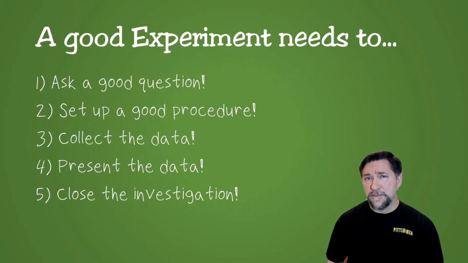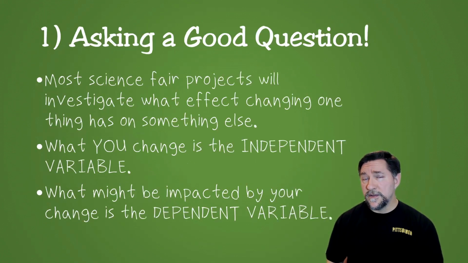Now, a good experiment can look a lot of different ways. At your level, starting off in a science fair, it's probably going to contain these 5 elements if you want to make sure you're doing everything you should be. Number 1, you want to make sure that you ask a good question. Number 2, you want to set up a good procedure. Number 3, you're going to collect the data. Number 4, you're going to present the data, sharing what you found. And then you want to wrap up your investigation. We'll go through each of these step by step to make sure you have a sense of what you should be doing. Asking a good question.